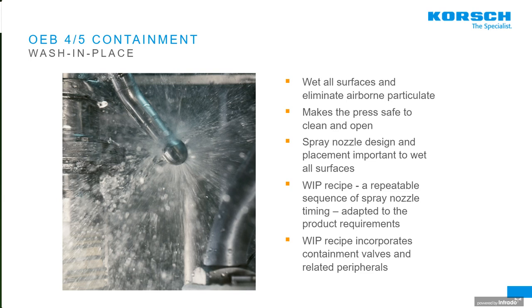And again, it's important that the whip recipe capability in the HMI comprehends not only the press, but also the entire set of peripherals, from the containment valves through the deduster, metal check, and tablet tester. In most cases, the air handling system also has a wash-in-place capability. The duct between the air handling system and the press is washable. So everything that has any product contact is going to be wetted.